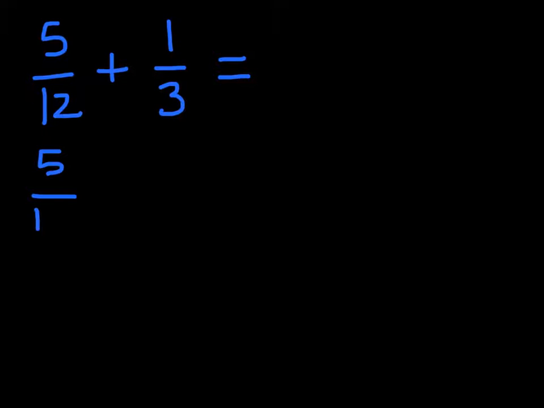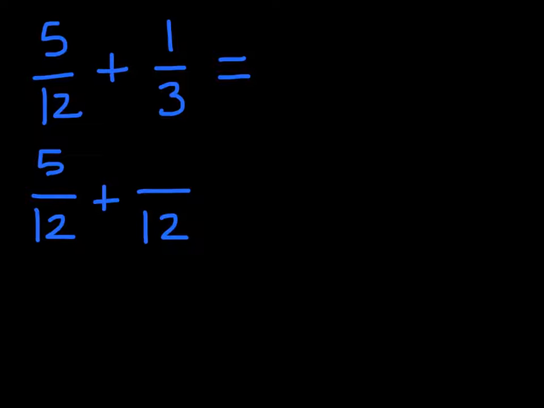If we have the fractions 5/12 and 1/3, and we want to add them together, the first thing we have to do is find a least common denominator. So the least common denominator for 12 and 3 would be 12. So we would rewrite our problem as 5/12 plus, and then we need to change 1/3 to an equivalent fraction that also has the denominator 12.